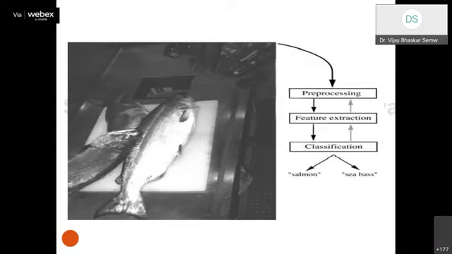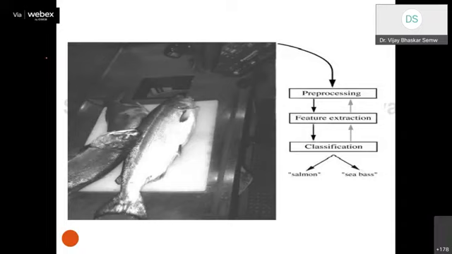Then we pre-process: we remove the background by subtraction and do some noise removal. Noise is also an important property, but sometimes we remove it. Then we extract features from these images. Based on the features, we apply some machine learning classifier.